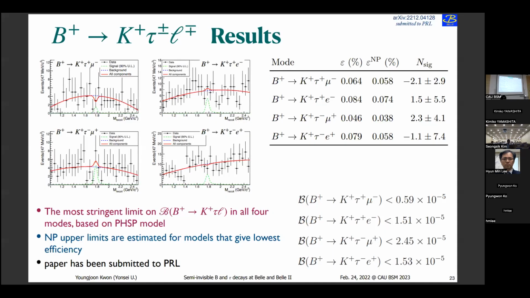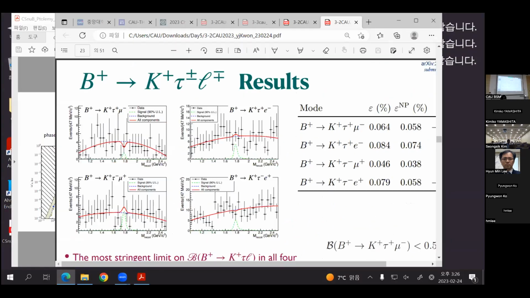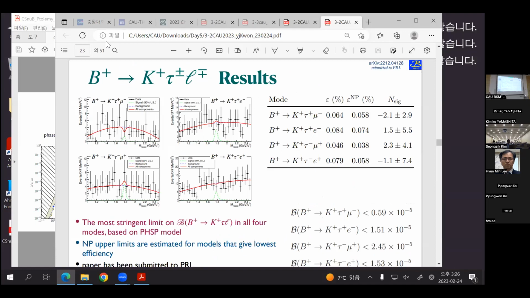First one is new approaches to semi-invisible tau and B decays by Professor Chonnam Nat Univ.